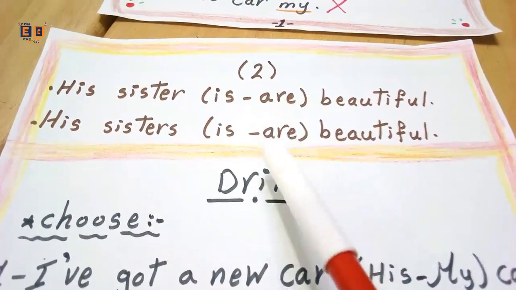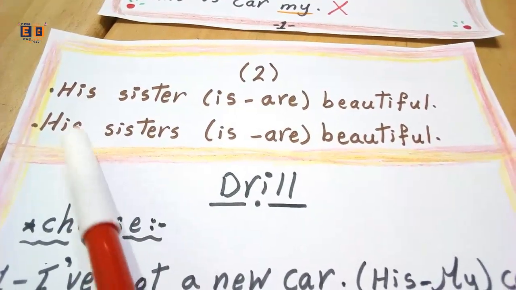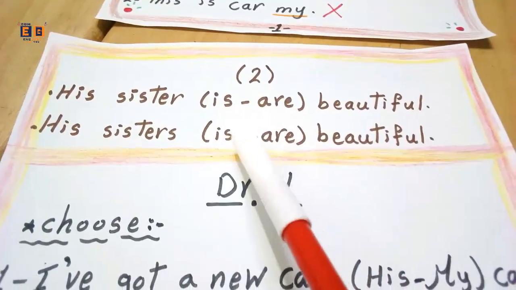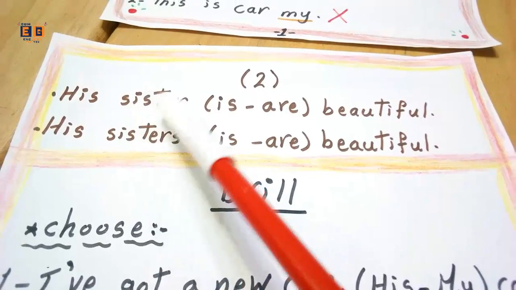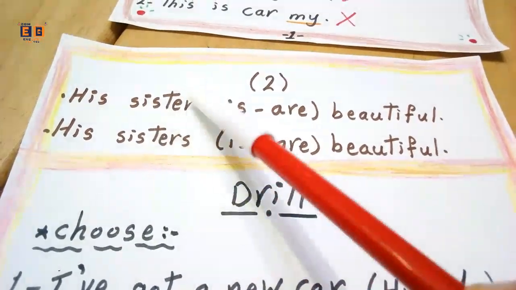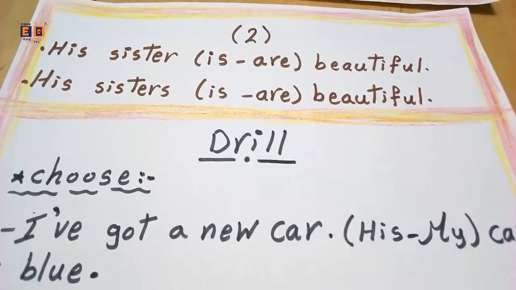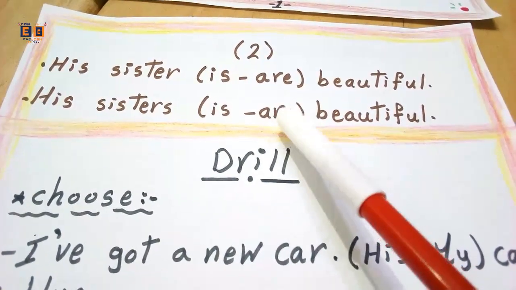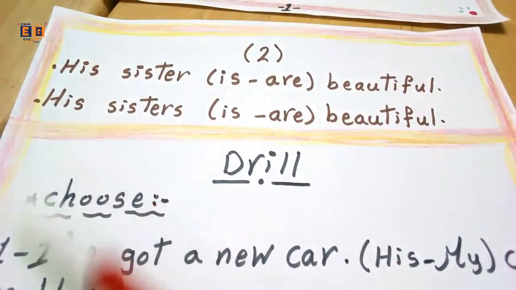Why? Although we have the same possessive adjective in both sentences, it doesn't matter for choosing is or are. What matters for us is the noun which comes after the possessive adjective, which tells us the kind of noun, whether it is plural or singular. So the first one will be is, number 2 will be are, according to the noun which comes after the possessive adjective.